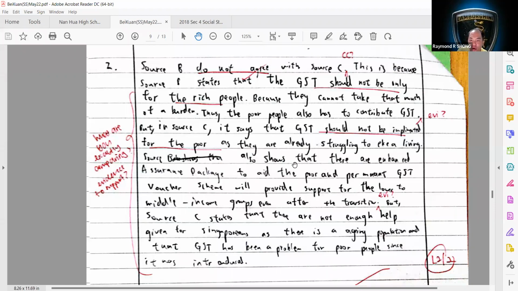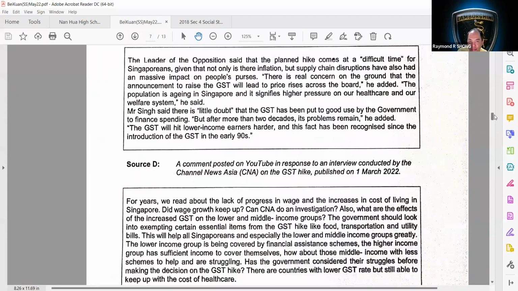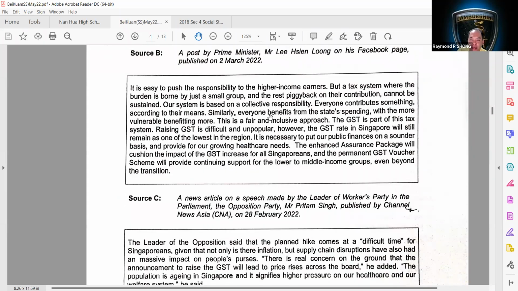So source B also shows that there are enhanced assurance packages to aid the poor. The voucher scheme will provide support for the lower incomes and middle incomes after the transition. Okay, quote. You do this using your background information to put it inside here. But where is the evidence? But source C states that there is not enough to help given Singapore's aging population. So if I can quote, I will use this quote here. For B, yeah. Similarly, everyone benefits from state spending with the more vulnerable benefiting more. This is a fair, okay, wait, not this one. Then here. Say the GST, yeah, here, somewhere here. Correct. Somewhere, GST voucher scheme will provide continuous support. This. And then here also.